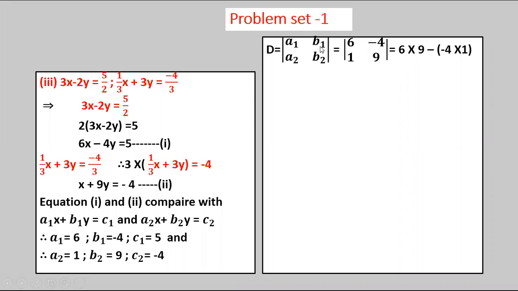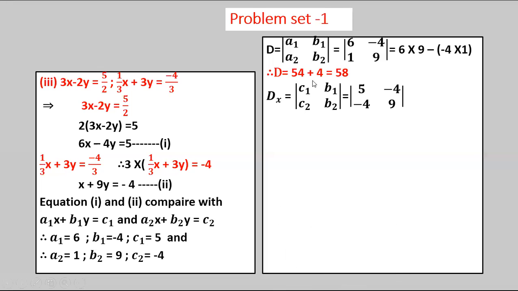Substitute the values a1, a2, b1, b2. Then we get the value of the determinant: 6 multiply 9 minus (minus 4) multiply 1. 6 into 9 minus (minus 4) multiply 1. Then we get 9 sixes are 54, plus, since minus minus is a plus, 4 ones are 4. 54 plus 4 is equal to 58. Therefore, the value of determinant D is equal to 58.